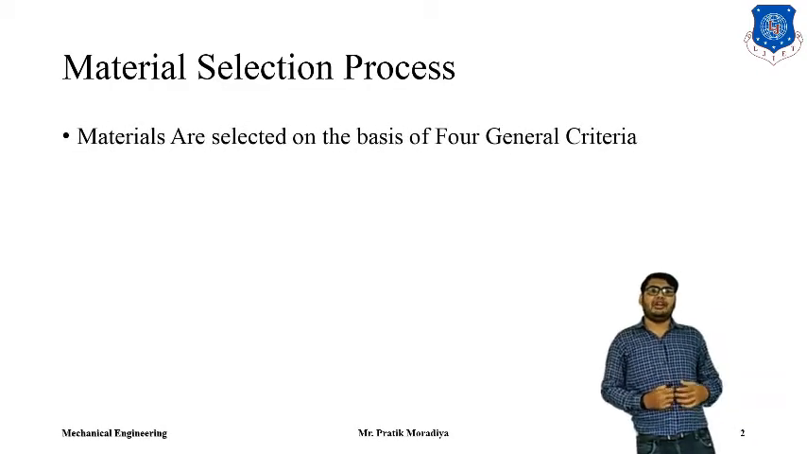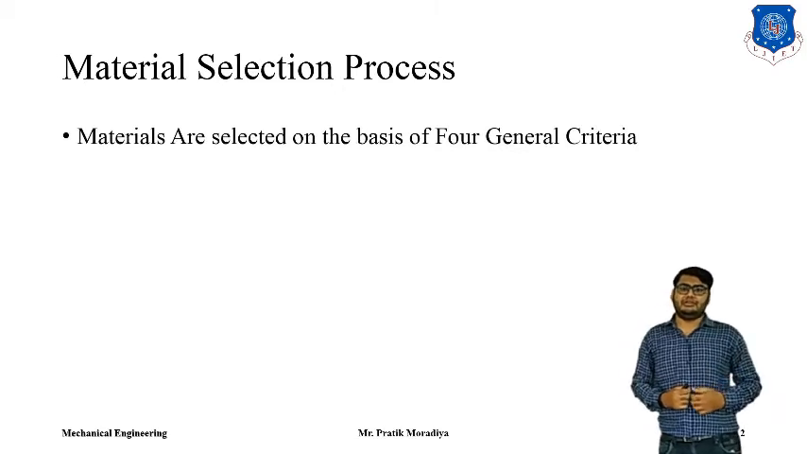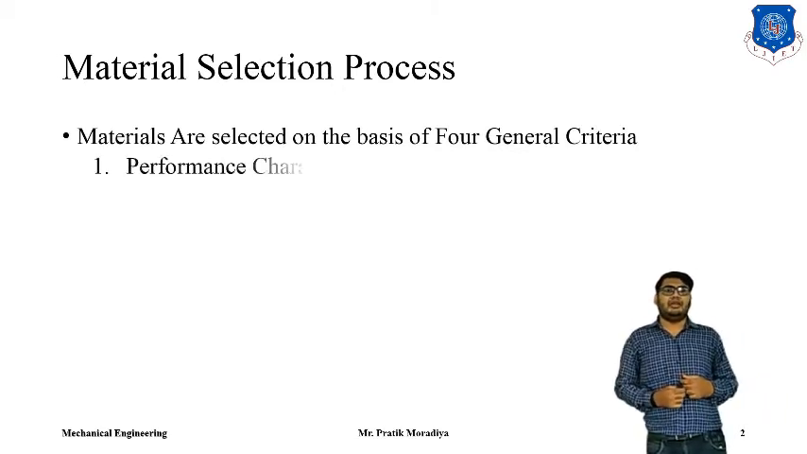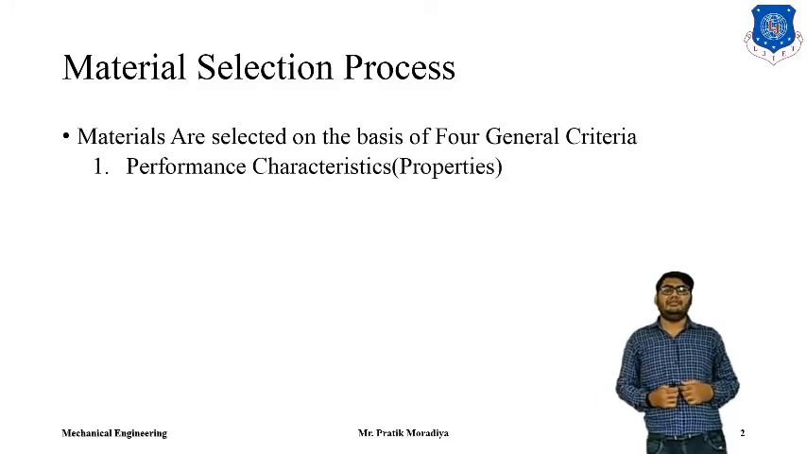Now, what are the criteria for selecting materials? Materials are selected on these four general criteria. One is performance characteristics. We also call them properties. It can be either mechanical properties, electrical properties, thermal properties, or optical properties.